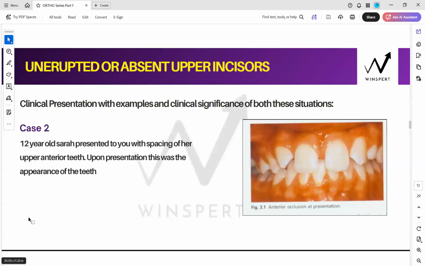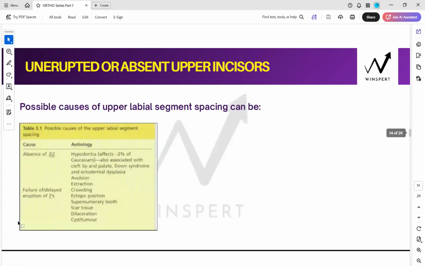Tell me, yes or no, please. See how the concepts that you're learning, in the examination before giving your X-rays, they can ask you about the most likely diagnosis. When you know the concepts well, you know what to answer. So, what are the possible causes of upper labial segment spacing? It could be absence of laterals, or it could be failure or delayed eruption of your laterals. But the most common cause would be absence or congenitally missing lateral incisors.